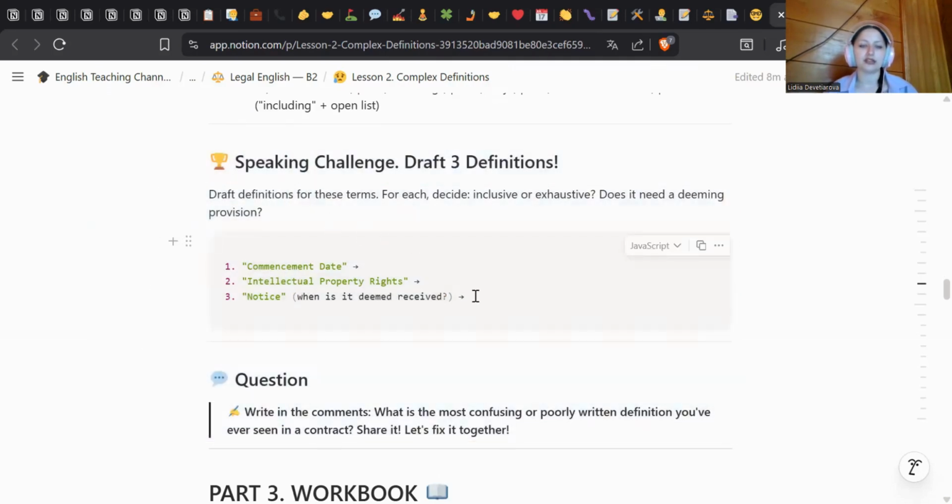And a little speaking challenge and question for you guys. Could you please look at these terms and draft definitions for them? For each, decide, is it inclusive or is it exhaustive? And does it need a deeming provision? Commencement date, intellectual property rights, and notice. When is it deemed received?